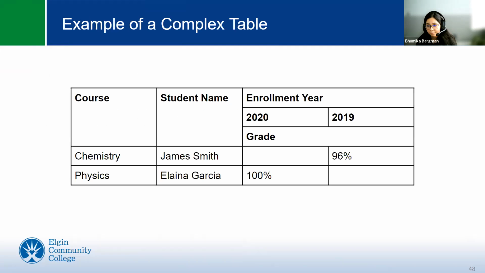Here is an example of a complex table. Here we have 3 header rows and we have merged cells. And as you can see, this is very hard to read, and this will be hard to read even for screen readers because they read out each cell and the associated headers with them.